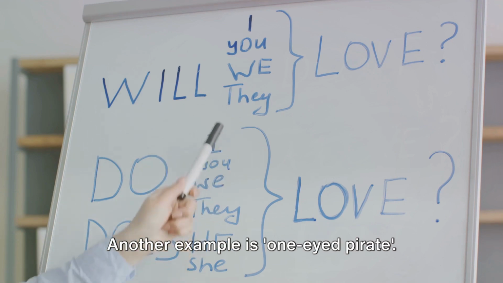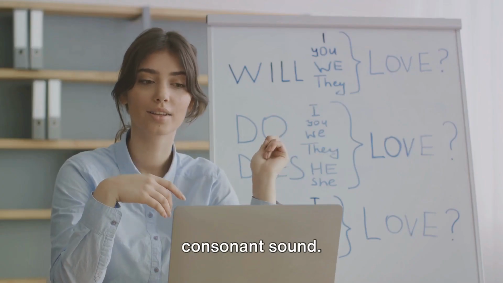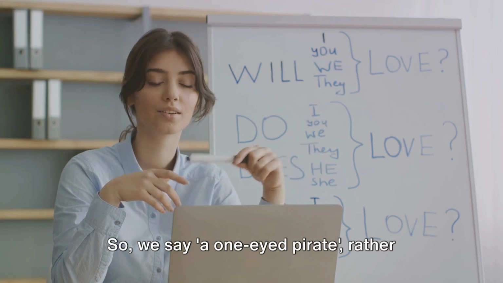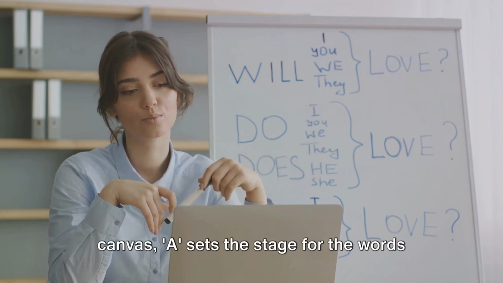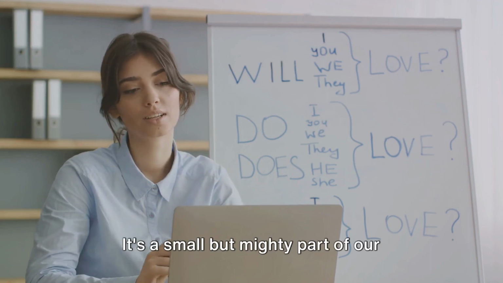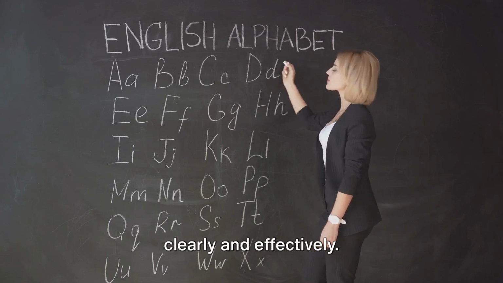Another example is one-eyed pirate. One begins with a W sound, which is a consonant sound, so we say a one-eyed pirate, rather than an one-eyed pirate. Just like the first brushstroke on a canvas, A sets the stage for the words that follow. It's a small but mighty part of our language, helping us to communicate clearly and effectively.